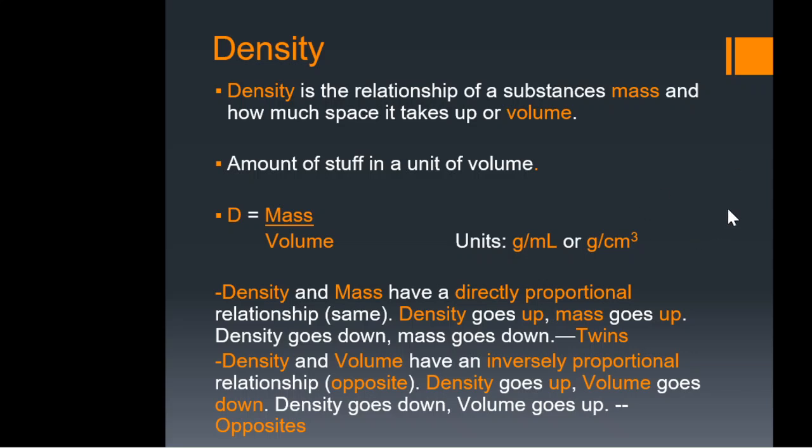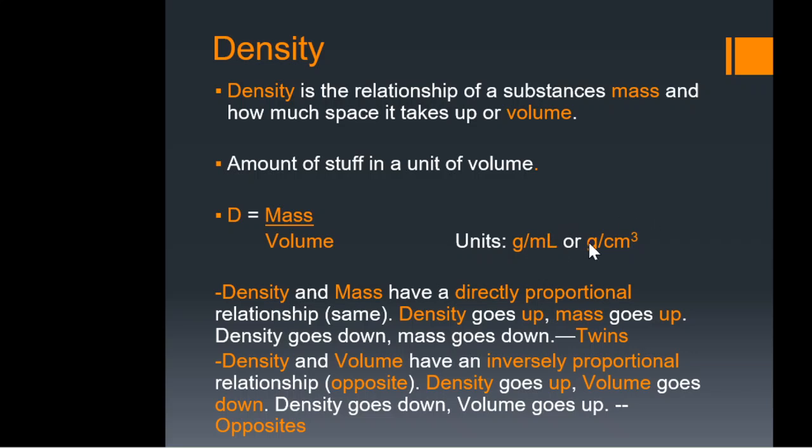So basically, density is the amount of stuff in a unit of volume. The equation we use is density equals mass over volume. Our units are grams per milliliter or grams per centimeter cubed. And remember, 1 milliliter equals 1 centimeter cubed from our measurements lecture.